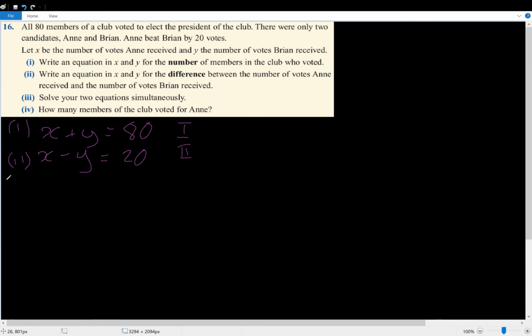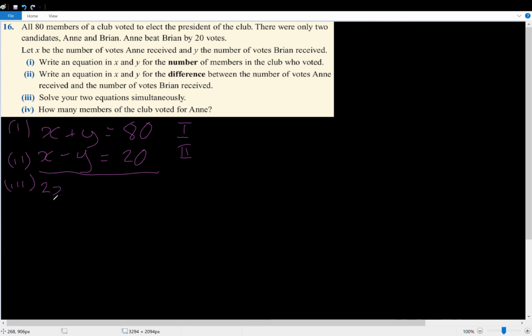For part 3, we have to solve our two equations simultaneously. Thankfully, we don't have to make any modifications to these because we already have the same number in front of both the y's, which is 1, and different signs. One's plus and one's a minus. So we can draw a line under this, add everything down.